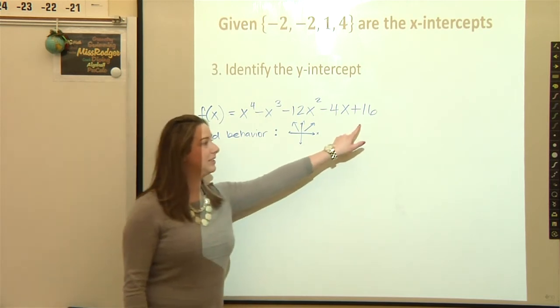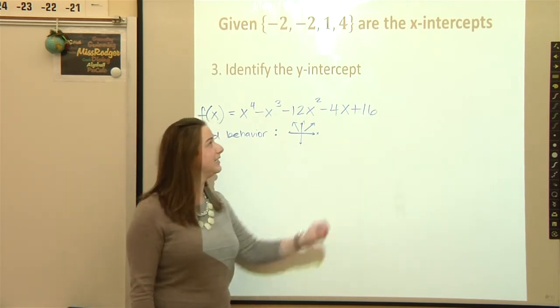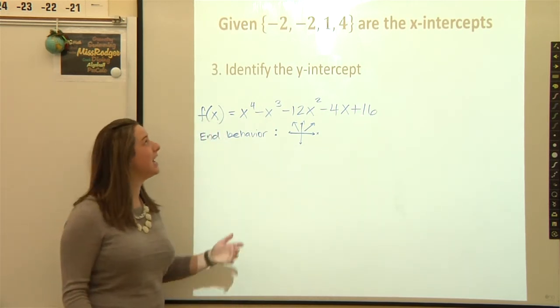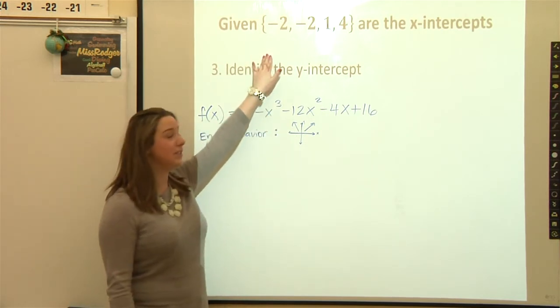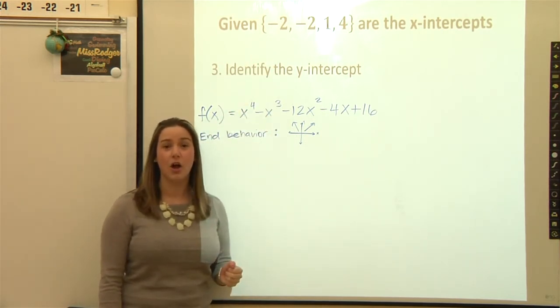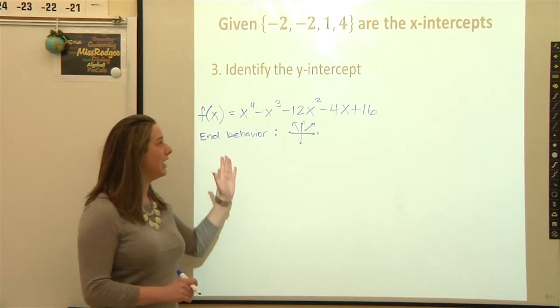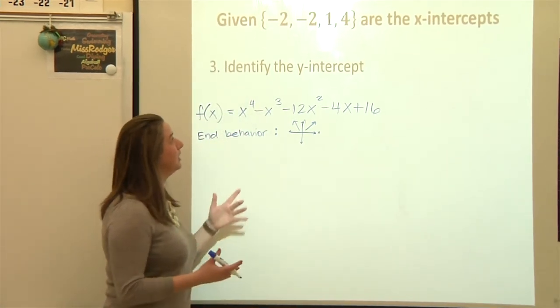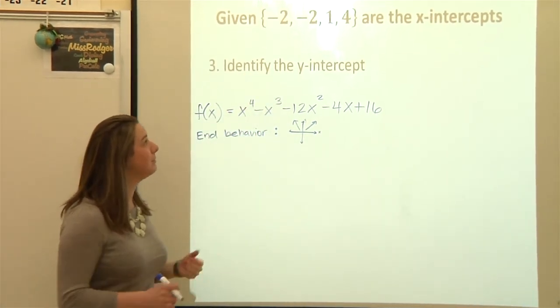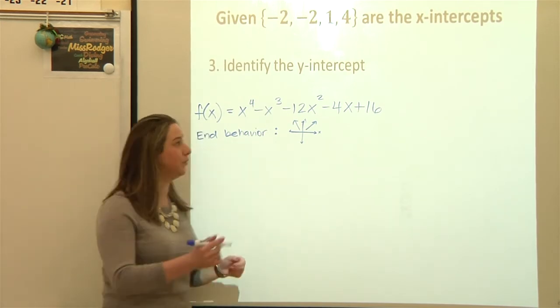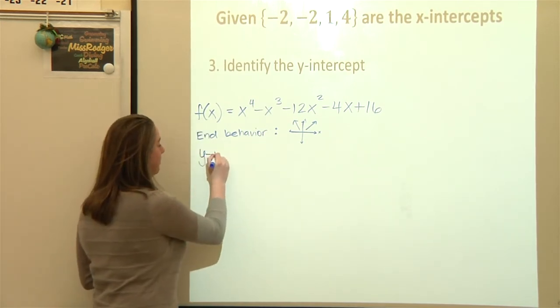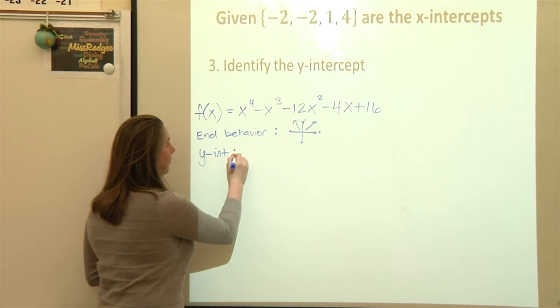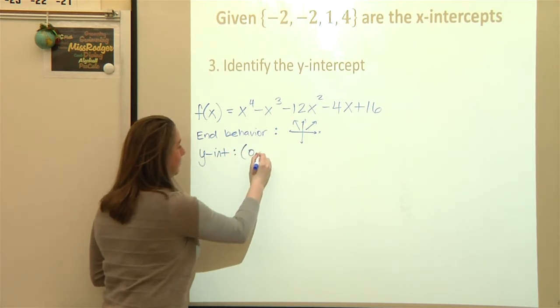Our y-intercept is going to be our c value, specifically 16, or again, I can take the zeros now and multiply those together. On the last problem, we multiplied the factors, and now we're going to do negative 2 times negative 2 times 1 times 4 to get our y-intercept as 16.